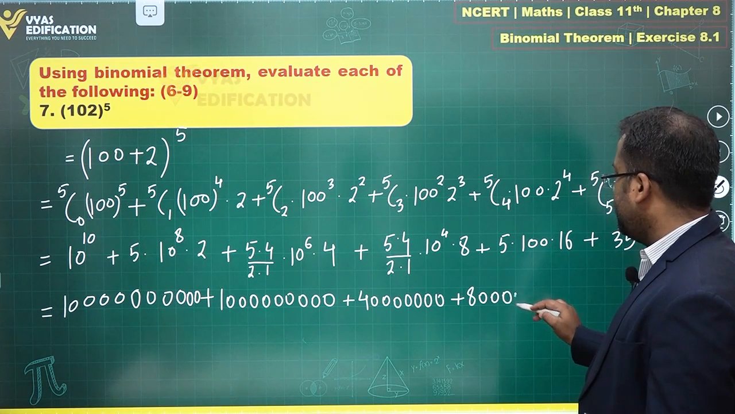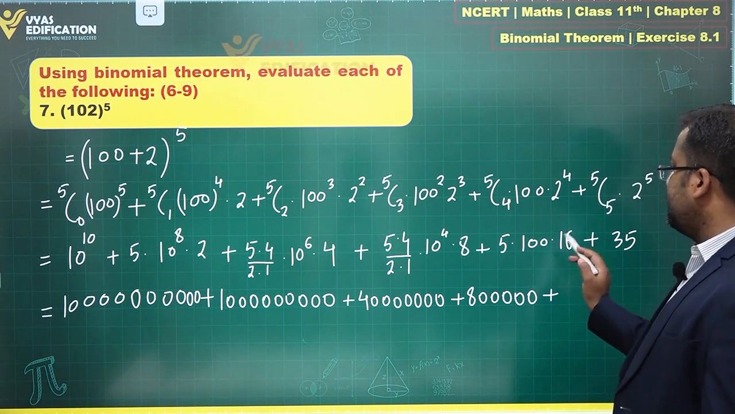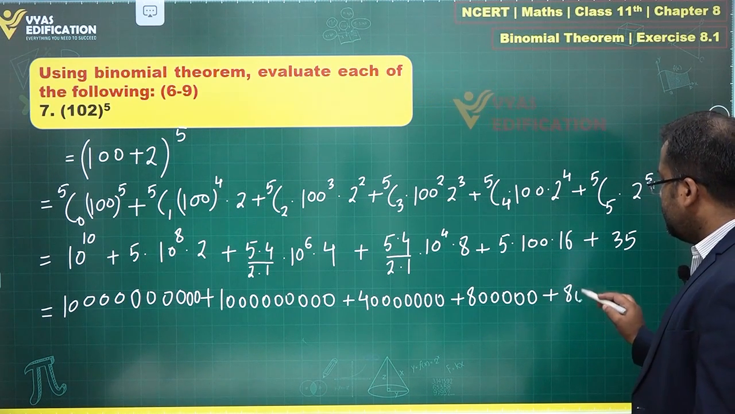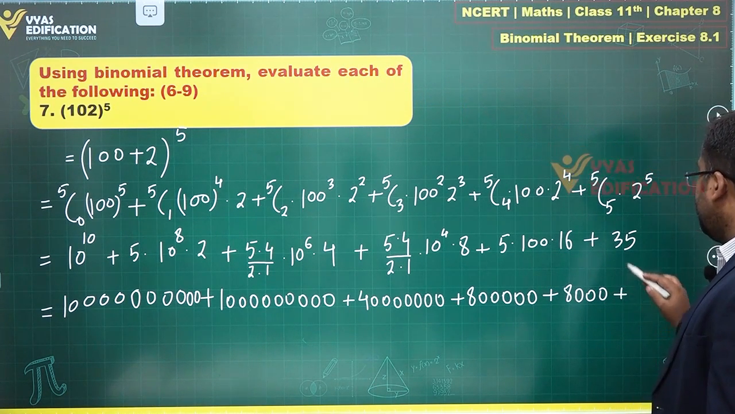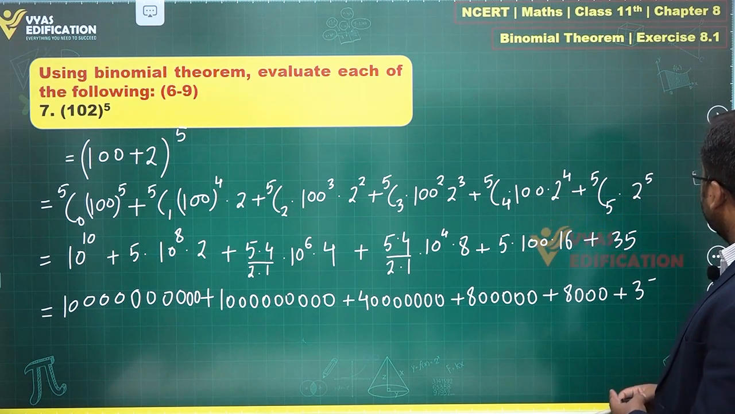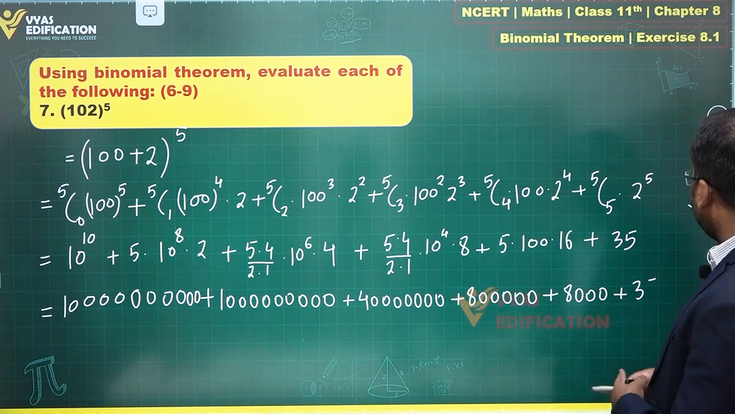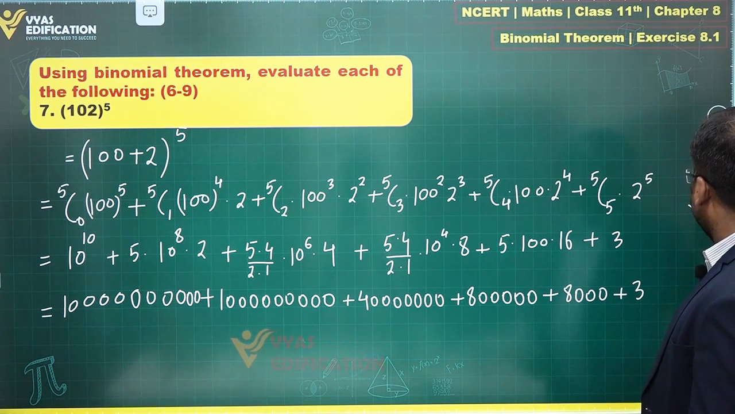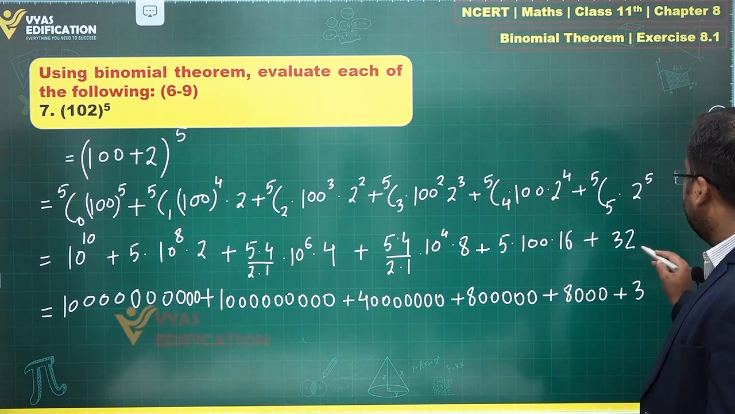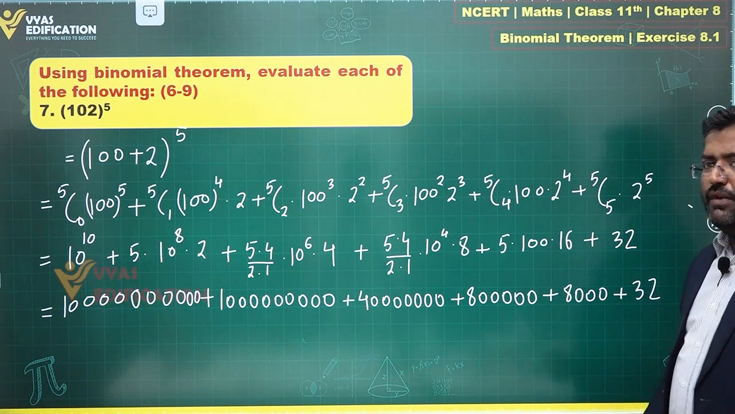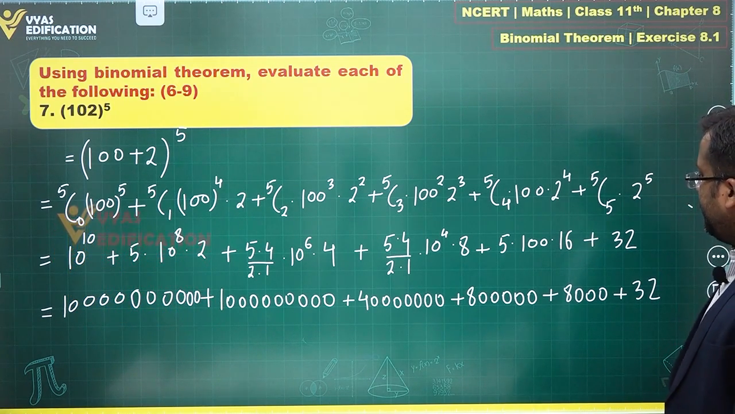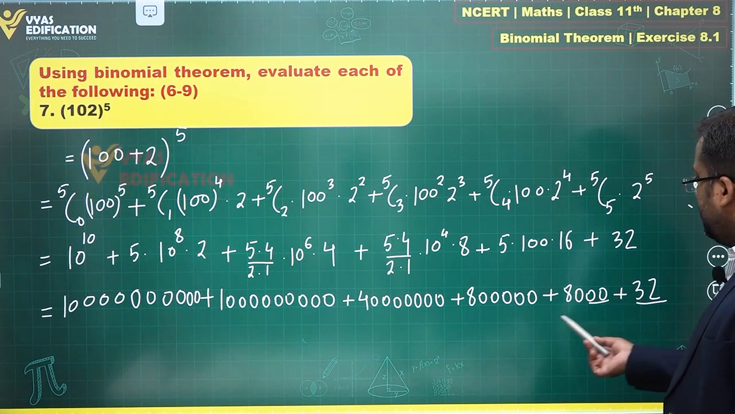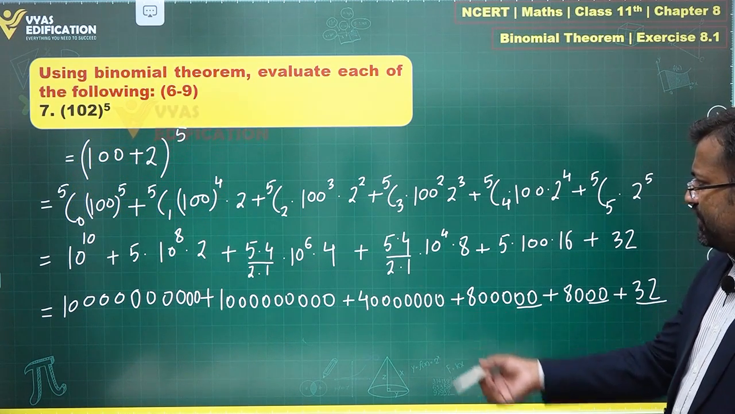zeros. Plus, what you have is 16 times 5 is 80. 80 is followed by 2 zeros. So you get 8000 plus you get a 35. So this is 2 power 5, which is 32 actually, not 35. This is 32, right? This is 2 power 5, which is 32, right? Let's write this properly. And once we are through with this, 32 will get added over here, rest all are 0.